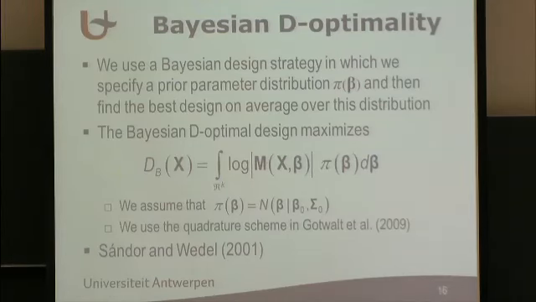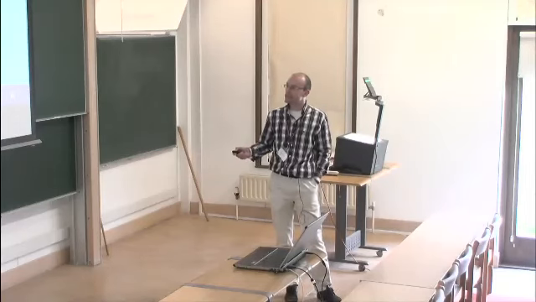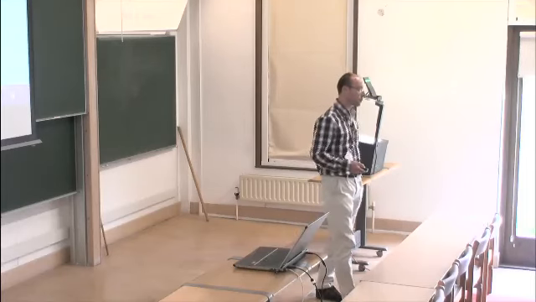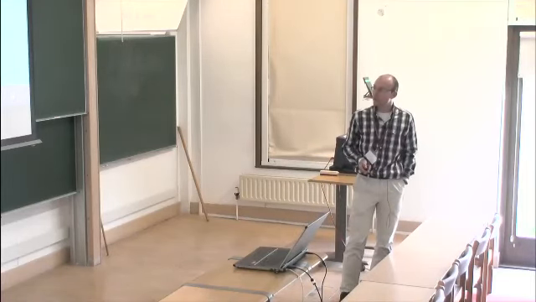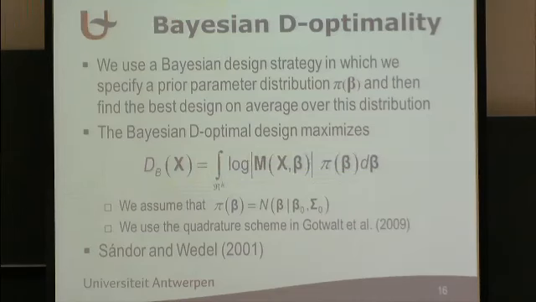Now, since we use the normal prior distributions, we can evaluate this integral very rapidly because we can rely on the quadrature scheme developed by Gottwald, Jones, and Steinberg in a Technometrics paper in 2009. This quadrature scheme allows this integral to be approximated well at a relatively low computational cost. So that's the Bayesian d-optimal design approach, and the authors who introduced this approach in the choice design literature are Sander and Wedel, who were both working at the Dutch University at the time, but who have moved away now.